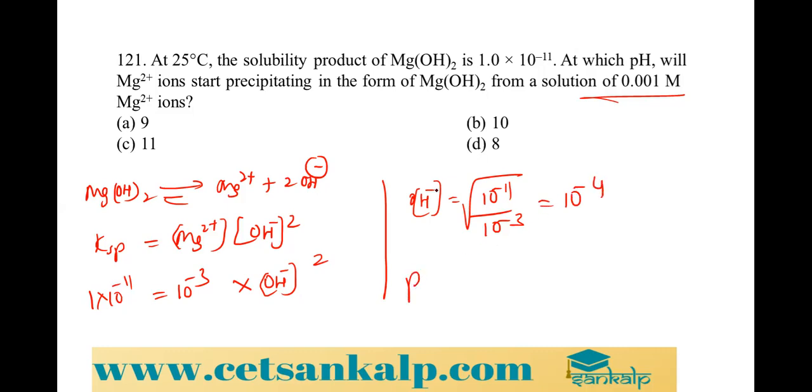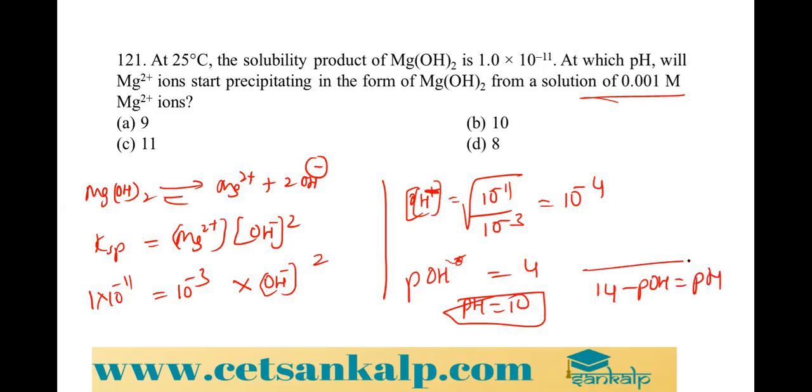So pOH is equal to, not OH minus, 4 is coming. Now see, pH is equal to what should it be, 10. You know how it came, right? 14 minus pOH gives pH. Right? So option B will be the answer. Next.